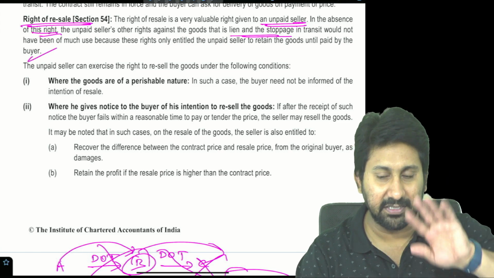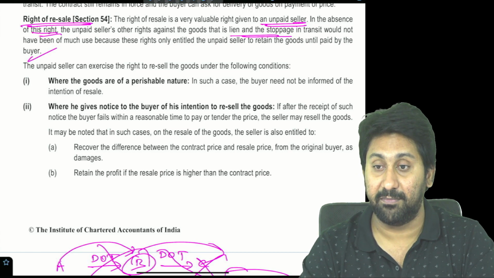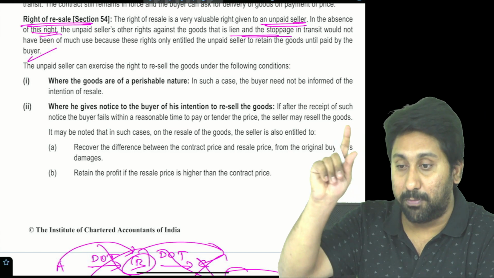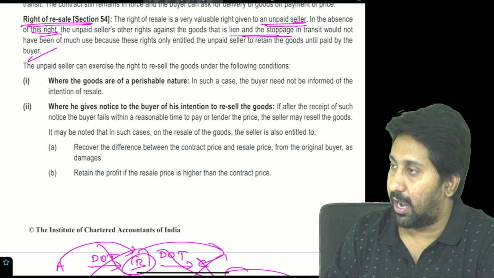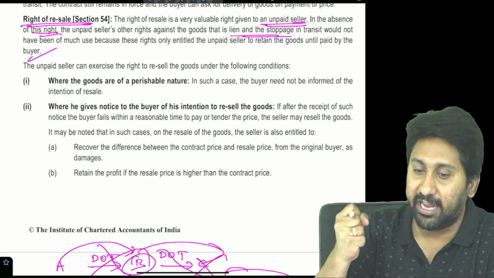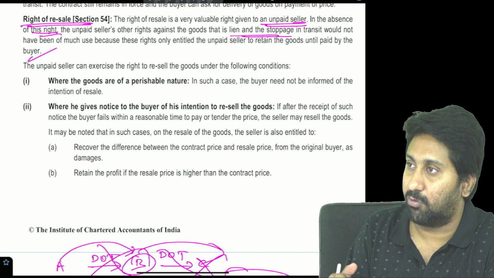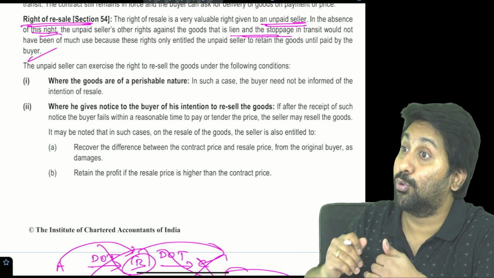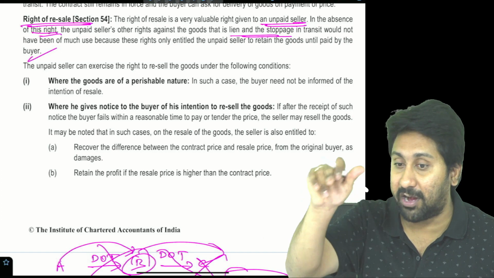Sir, what does it mean? See here. What is the concept we are going to discuss now? Right of resale means what? I agreed to sell to B. B is not paying me, or B became insolvent. I took over the lien. I retain the possession, and in case of stoppage in transit, I regain the possession. What will you do by retaining and regaining? You have a right to resell. That will not lead to breach of contract from your side.